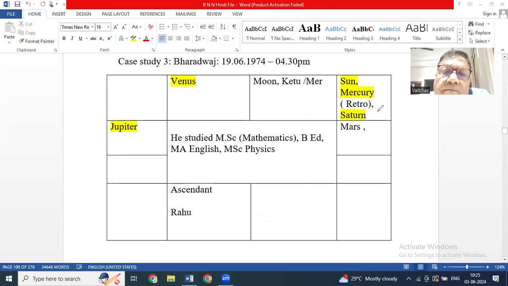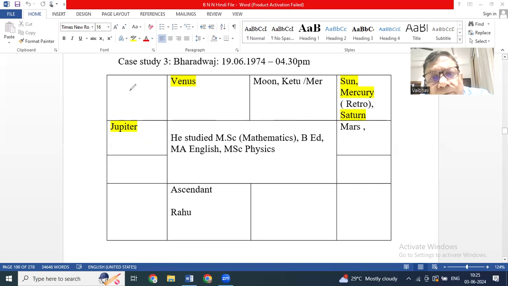In this horoscope, Saturn is connected to Sun. So this is a government job. And Saturn is connected to Jupiter in the 9th house. So this is teaching related. Saturn is with Mercury, business also. So he did business. He is a government job holder.